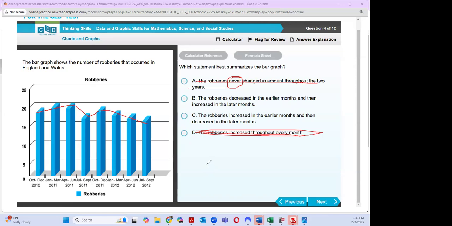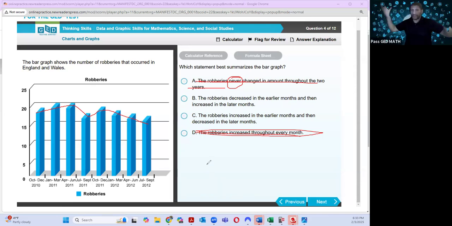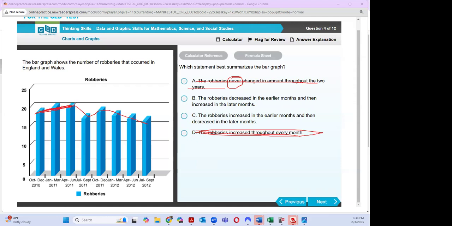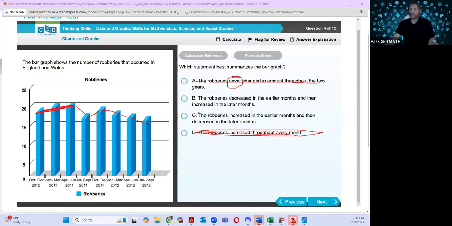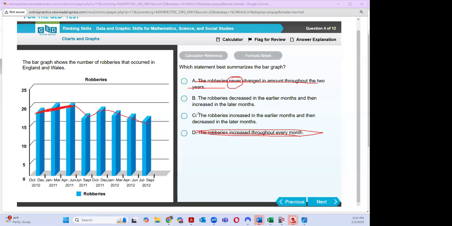Listen. You spend entirely too much time. I want you to read this carefully. The robberies decreased in the earlier months and then increased in the later months. The robberies increased in the earlier months and then decreased in the later months. What is this chart showing you? When it's going like this, is that increasing or decreasing first? It looks like it increased. Okay, and then it stayed. B or C? Right. Oh, that would be C.